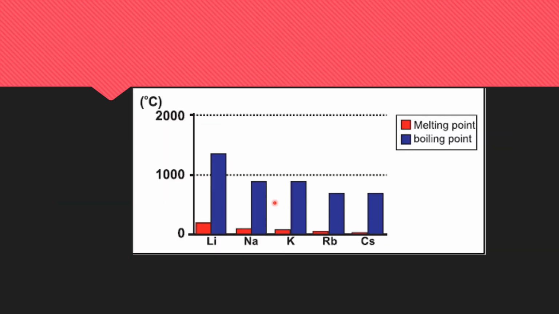You can see here the melting and boiling points are given. In blue color these are the boiling points, and in red they are the melting points, and they are gradually decreasing down the group.